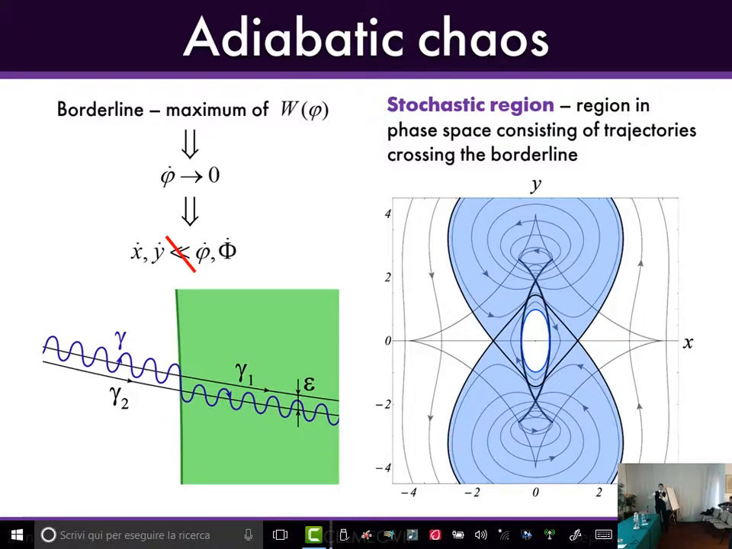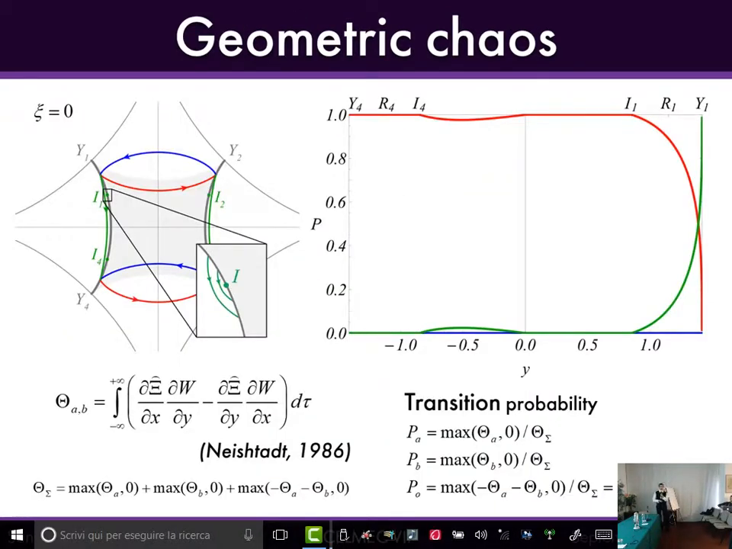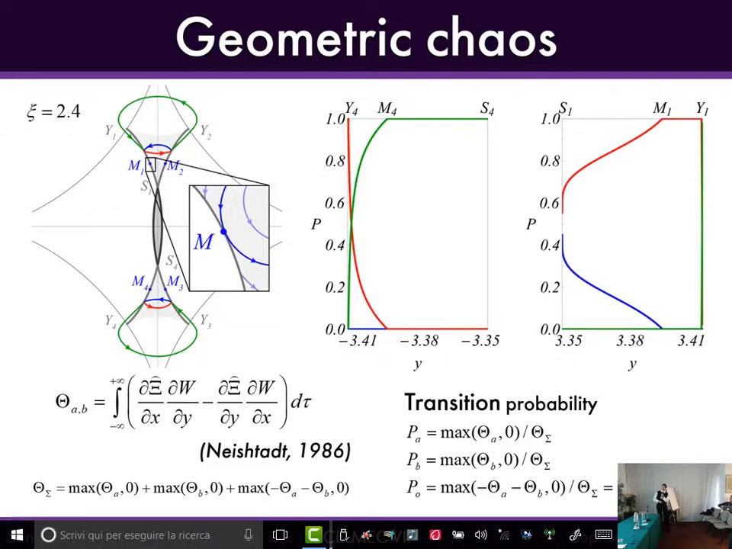And in this area, all trajectories are always mixed with each other. So the system always drifts from one part of this region to another. And for geometric chaos, we can calculate the probabilities of different trajectories along which the system will go out of the border. The general formula is presented in works of Neistat, and here are some plots for the probabilities of three families of trajectories for different values of the Hamiltonian.